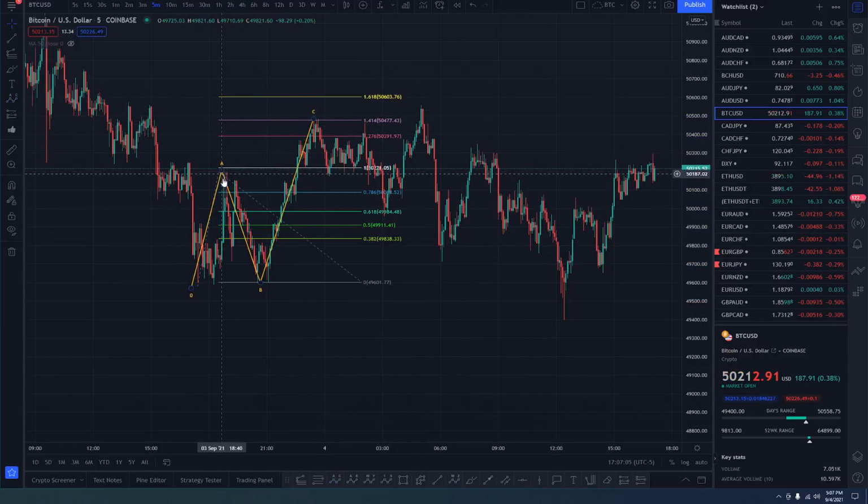What kind of flat is it? Is it regular, or is it expanded, or is it running? That should be a softball for anybody that wants to slam it out of the park. Regular, expanded, or running flat? Which one is it? Yeah, it's a regular flat. It didn't break the low. It came back 100% or just short of it. So that's a regular flat.